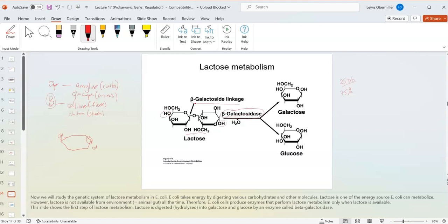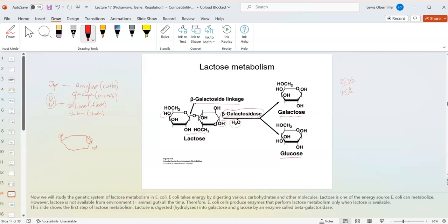Just like I said, this is the trans conformation. So these are made of the beta form of sugars. Okay, enough of that. So these two sugars are galactose and glucose. That's what beta galactosidase does, it breaks them apart.